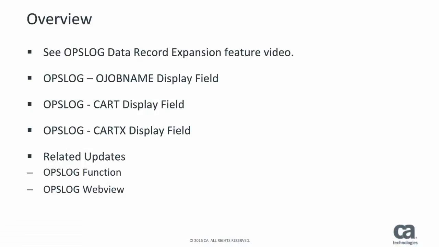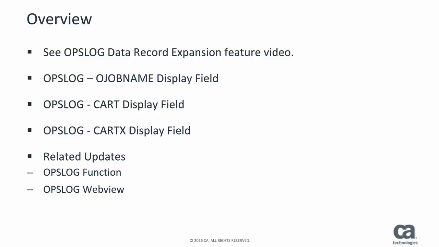The purpose of this presentation is to show the OJOBNAME display field functionality, as well as the CART and CARTX fields. For most events, both the OJOBNAME field and the existing job name field contain the name of the job generating the event. For branch enter WTOs, job name contains console instead. OJOBNAME allows you to obtain the original job name of the job generating the event.